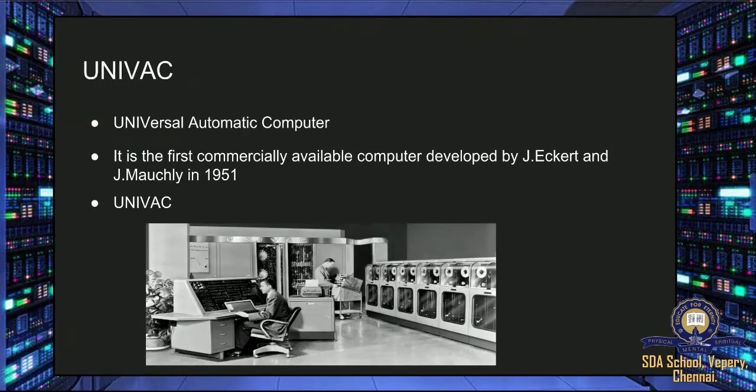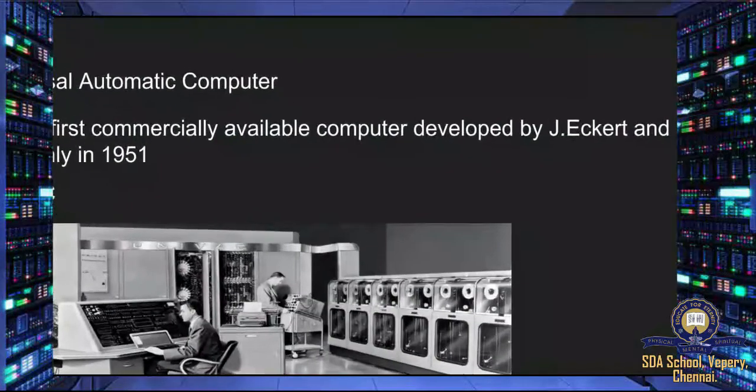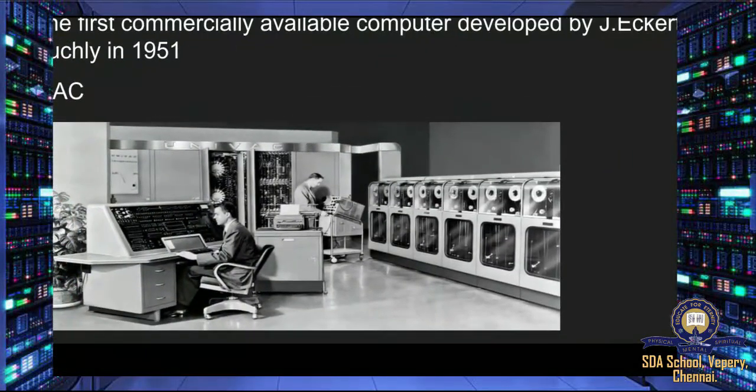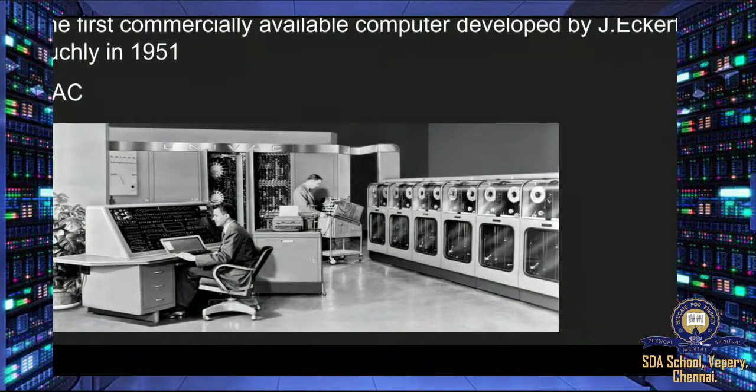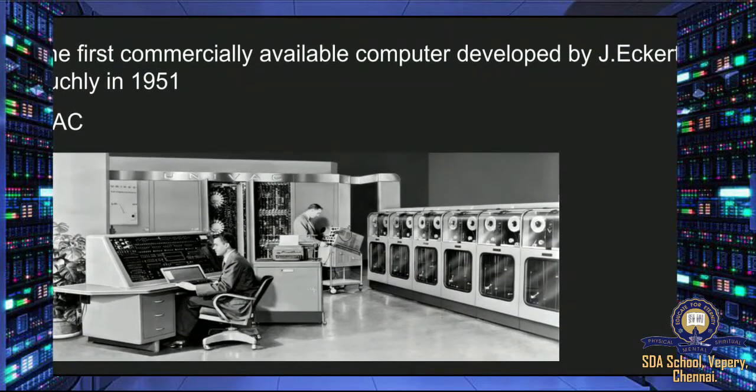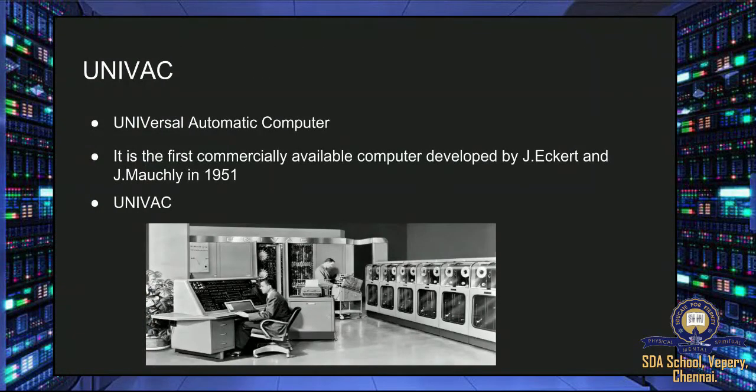UNIVAC. UNIVAC is the abbreviation of Universal Automatic Computer. It is the first commercially available computer developed by J. Eckert and J. Mauchly in 1951. This is the UNIVAC machine. I have shown the picture here. You can see how they work in the UNIVAC machine. This was mainly used for commercial purposes.